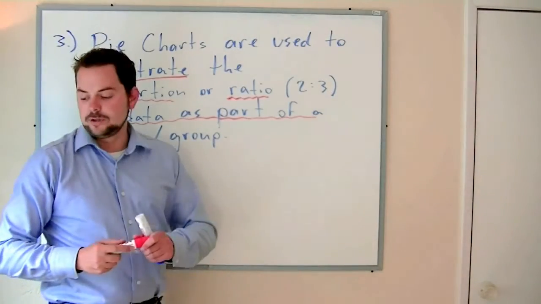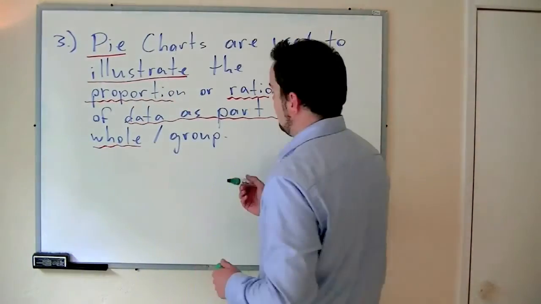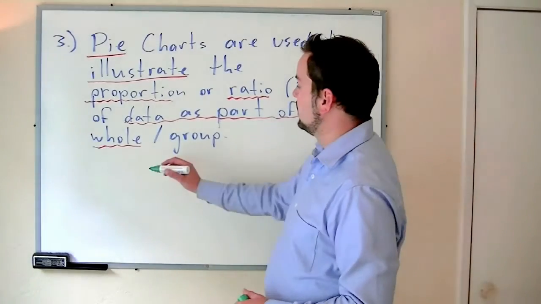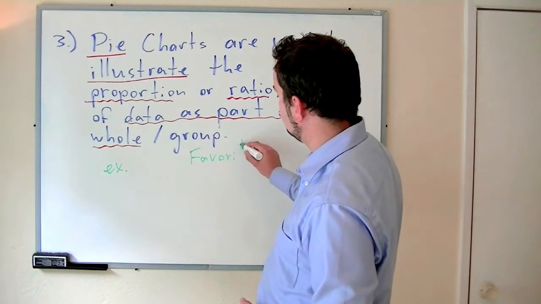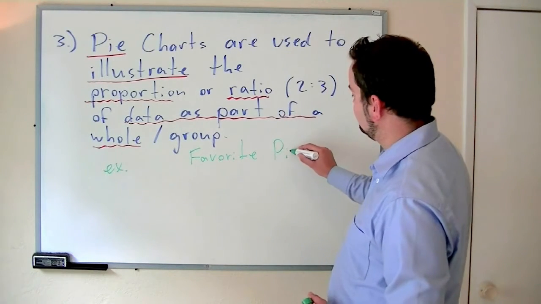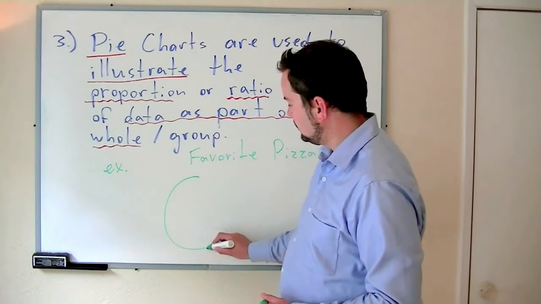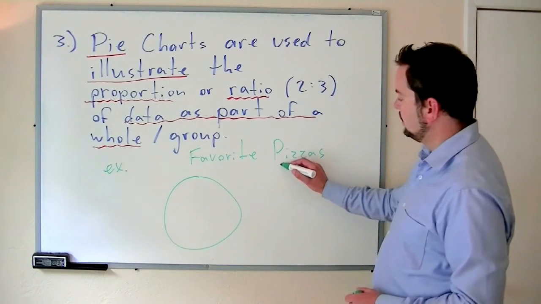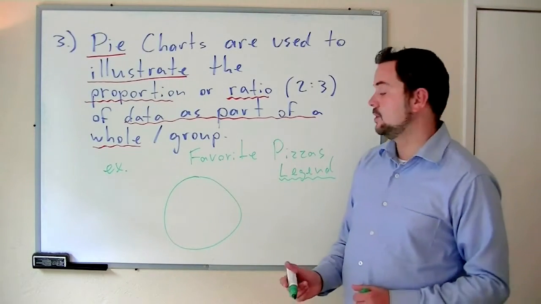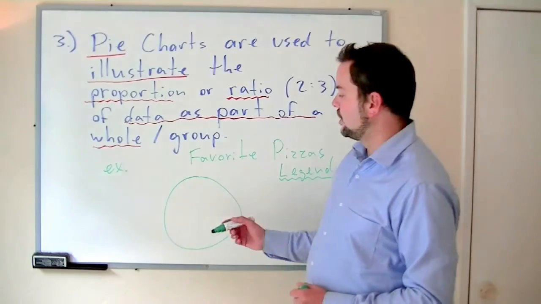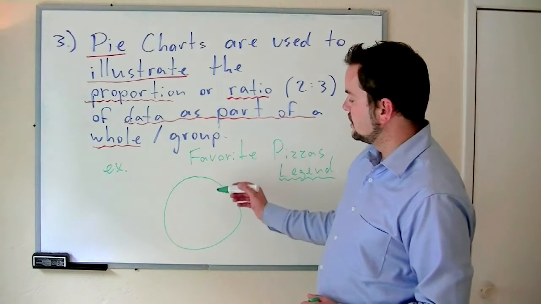Let's see an example of pie charts. Now, let's say, for example, that we're looking at a pie chart which is describing favorite pizzas. And you'll probably have a nice circle like this with a legend. Again, remember the word legend can be very useful when writing a paragraph. And then the pie chart will be divided into the proportions or ratios. Of course, these are called slices.